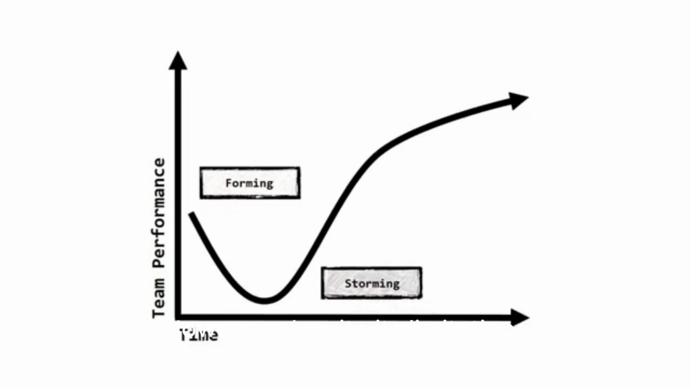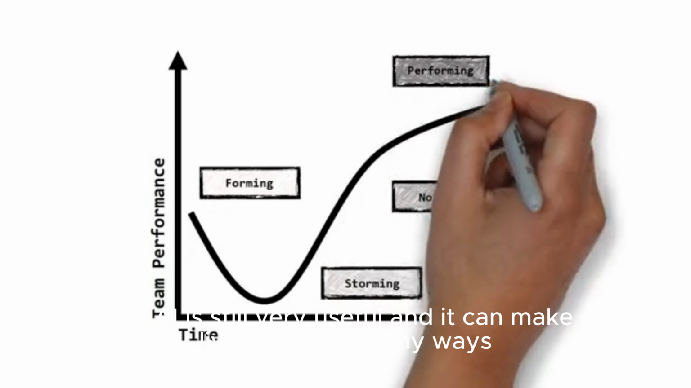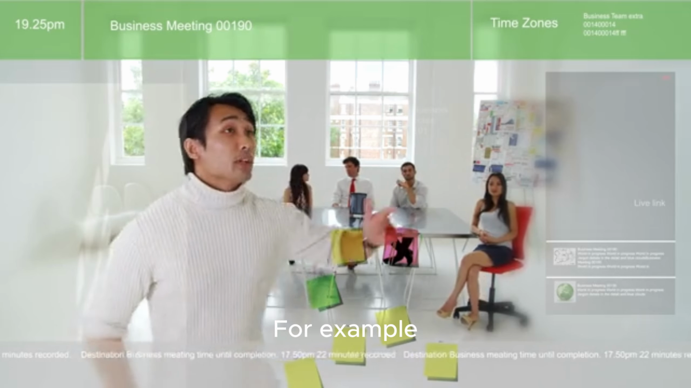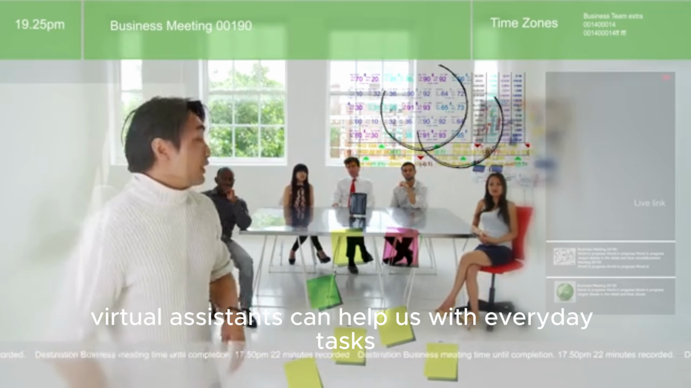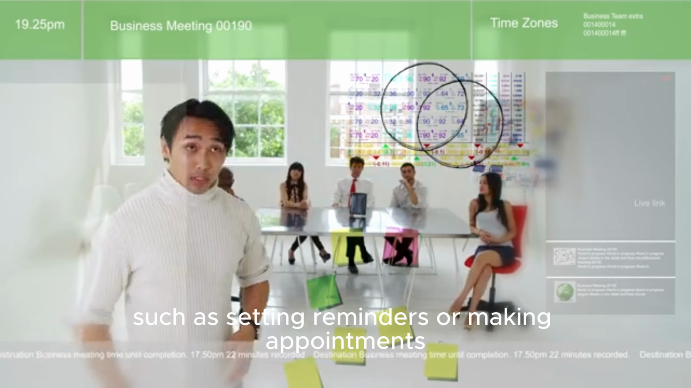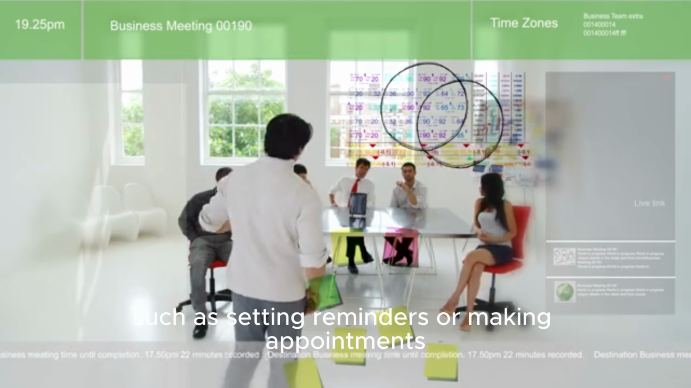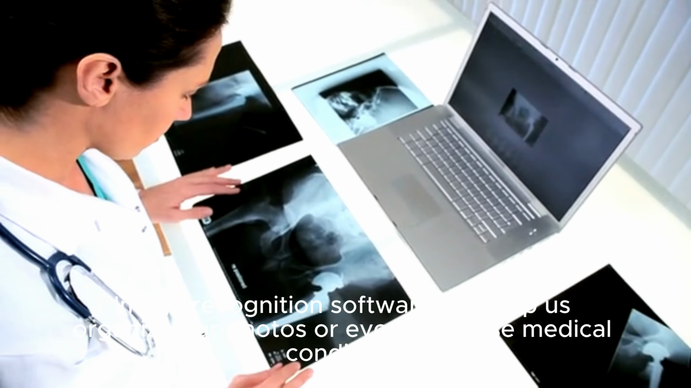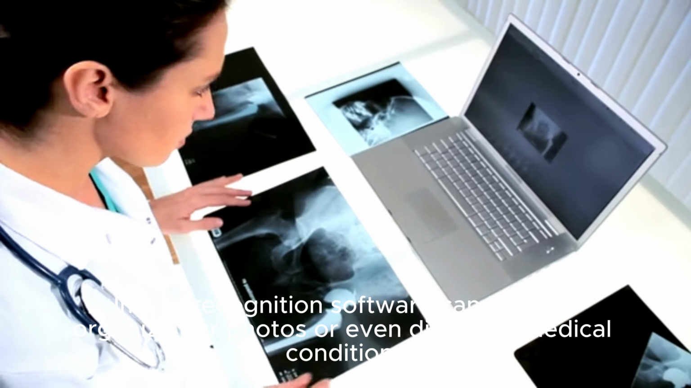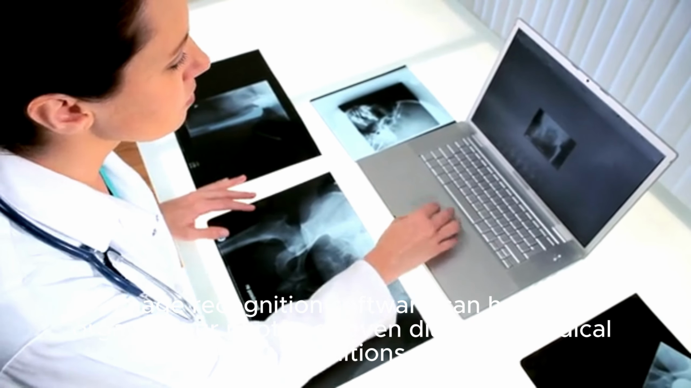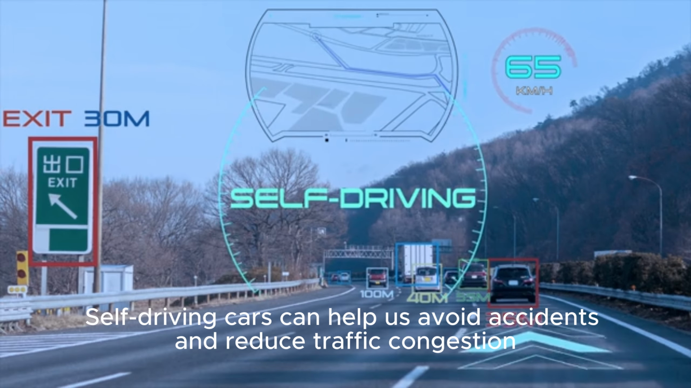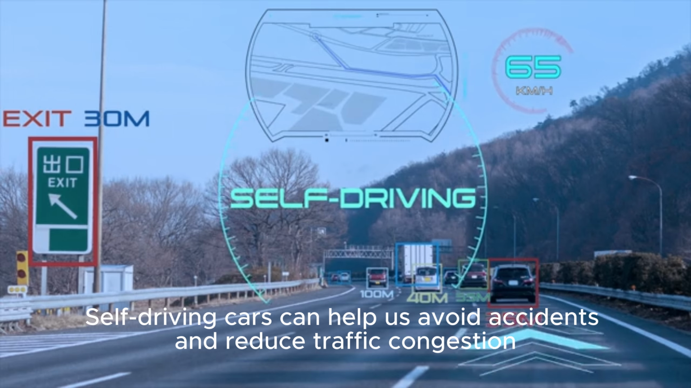However, despite its limitations, narrow AI is still very useful, and it can make our lives easier in many ways. For example, virtual assistants can help us with everyday tasks, such as setting reminders or making appointments. Image recognition software can help us organize our photos or even diagnose medical conditions. Self-driving cars can help us avoid accidents and reduce traffic congestion.